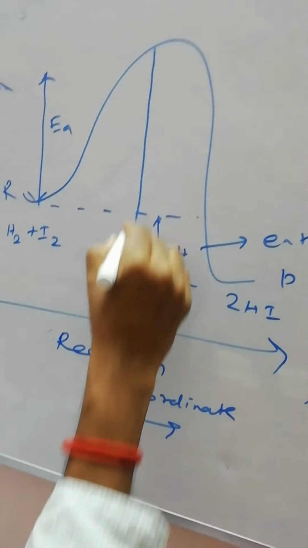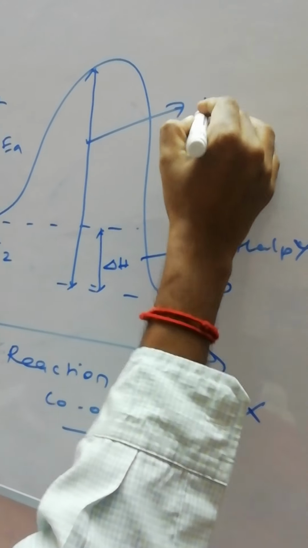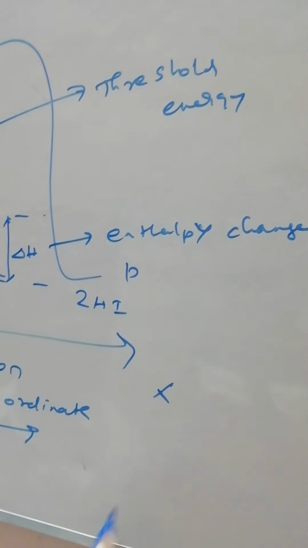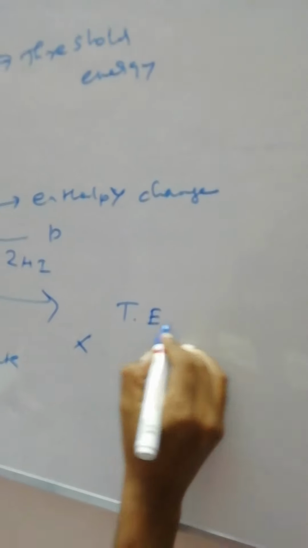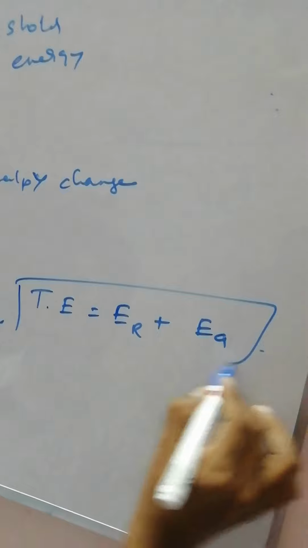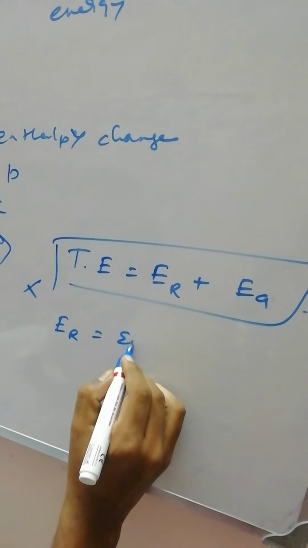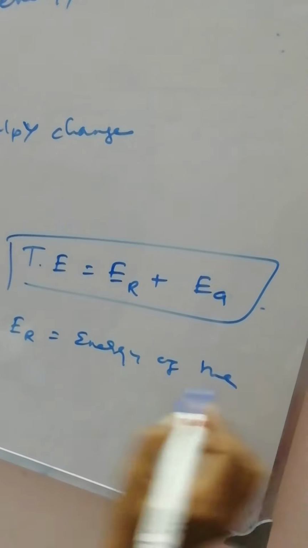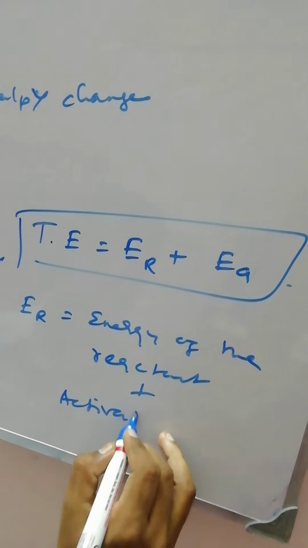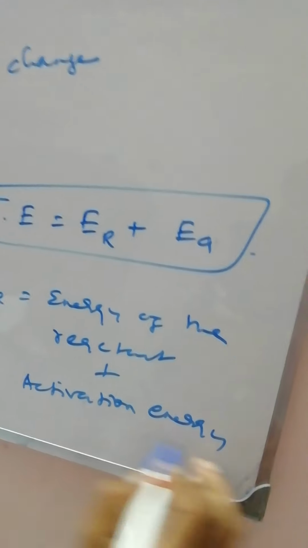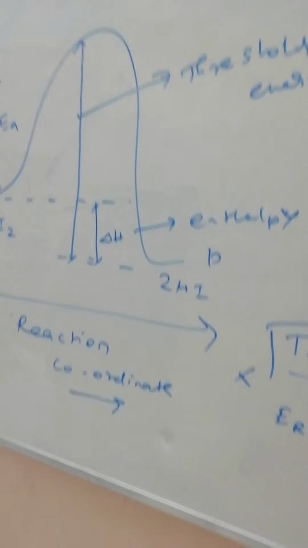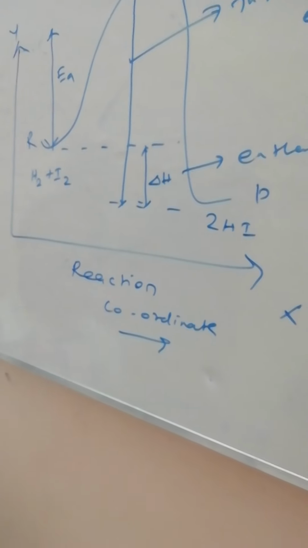This full energy is called threshold energy. What is threshold energy? Threshold energy, TE, is equal to ER plus EA. Energy of the reactant, ER, plus the activation energy is called threshold energy. Threshold energy is the minimum energy required to start the reaction.